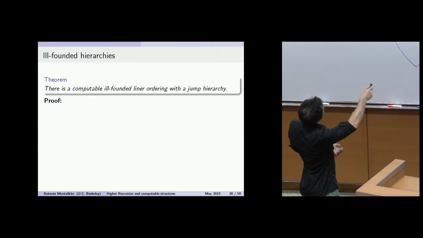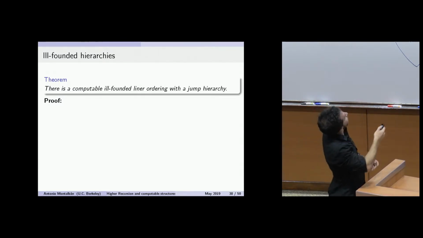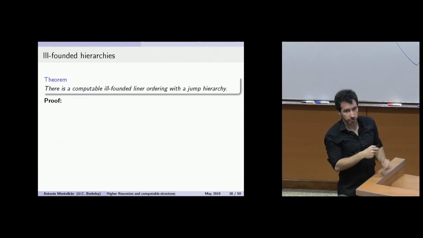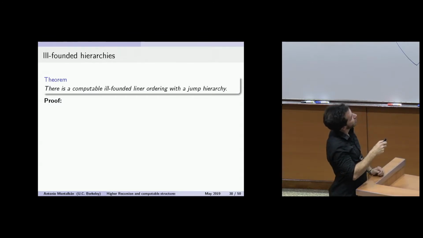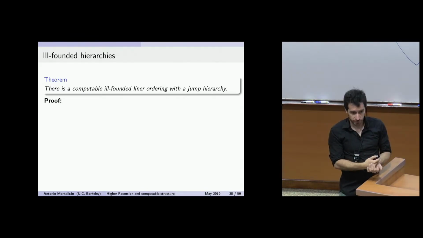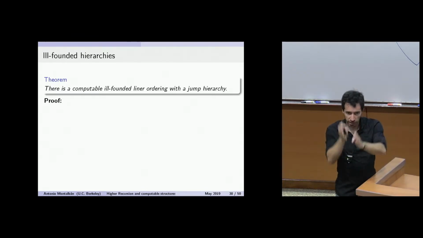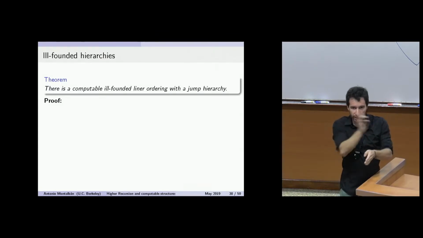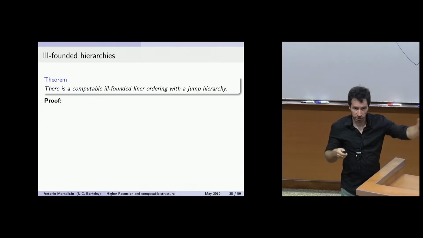Okay, so here is the first kind of overspill argument. Theorem: there is a computable ill-founded, so not well-ordered, linear ordering, which is the support of some jump hierarchy. A jump hierarchy, remember, is like you have all these columns, and each one is a jump of all the previous columns along the linear ordering.